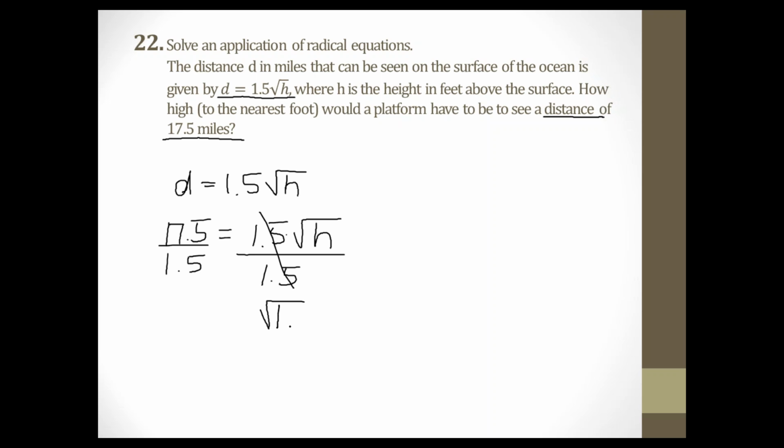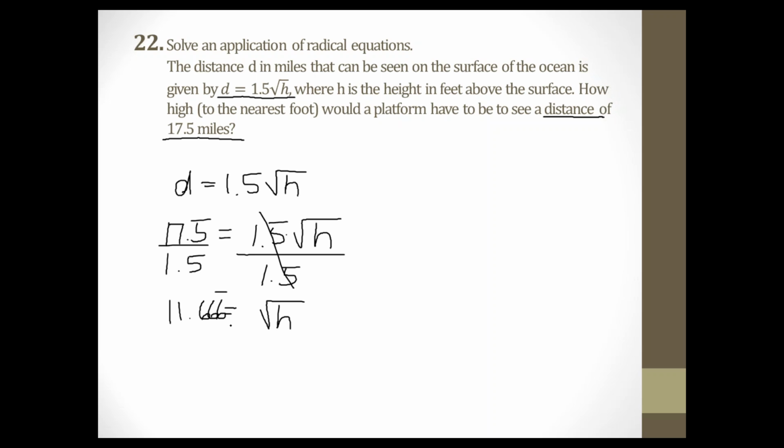So on the right side, we're left with the square root of h, and on the other side, that is going to be a repeating decimal. Actually, I think it's about 11.66666. Best thing is to leave it as is, because at the end we're going to have to round. Whenever dealing with an application or word problem, you should not round within the problem, you should wait all the way until the end to then round if required. So in this case, to the nearest foot.